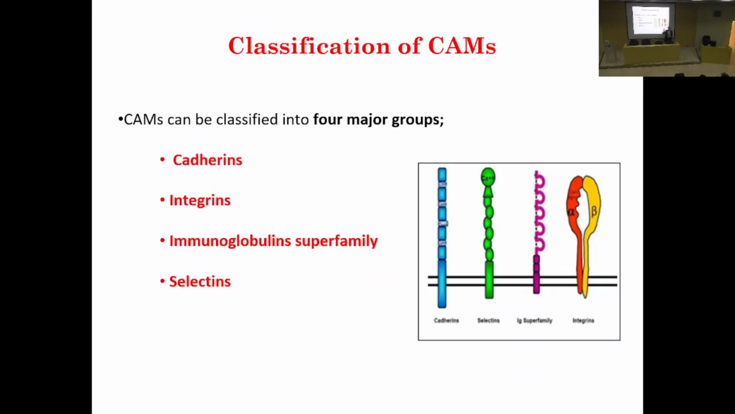We're going to have four subgroups of cell adhesion molecules in our family. We have the cadherin, the integrin, the immunoglobulin superfamily, and the selectin. This is the four families which we call cell adhesion molecules. All of them are glycoproteins, transmembrane proteins, and they have an extracellular domain, transmembrane domain, and cytoplasmic domain. This is the general structure. Now we're going to study them one by one and see the difference between them. Clear?